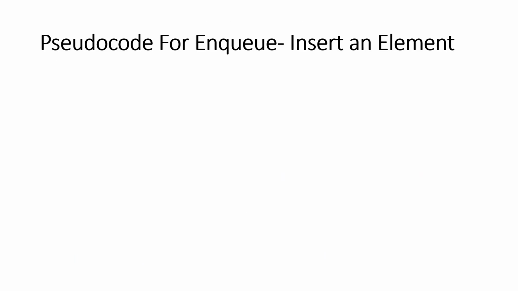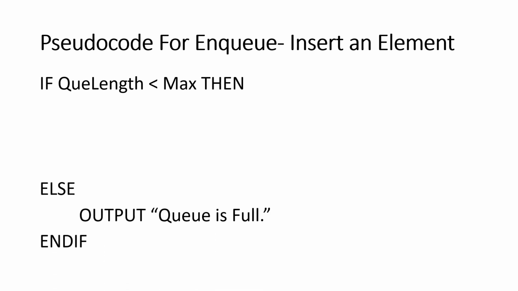Let's write the next steps for pseudocode. As we have seen, if queue length is less than max, then only we can perform enqueue, else display overflow message that queue is full. This is just the outer layer to decide when to add and when to display overflow message. At the place of dotted lines, later we will write the steps to insert new element.